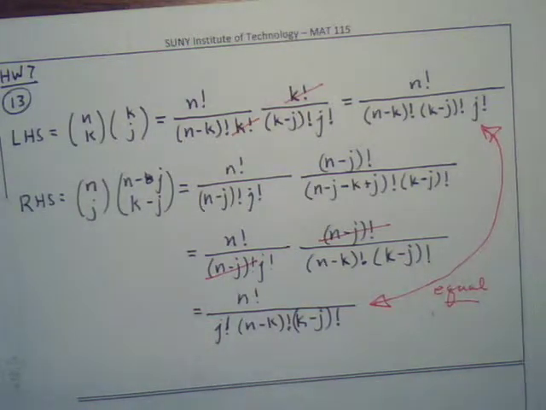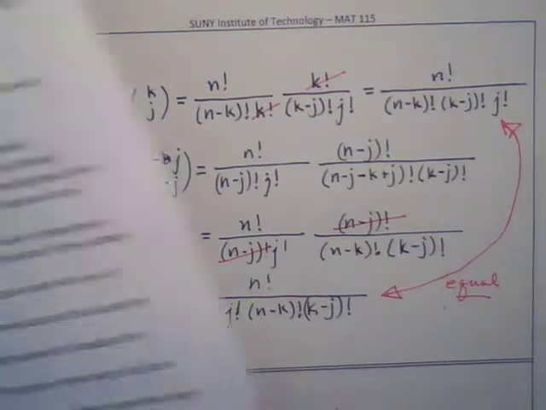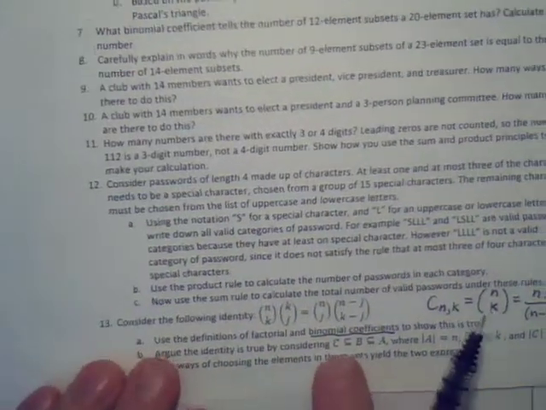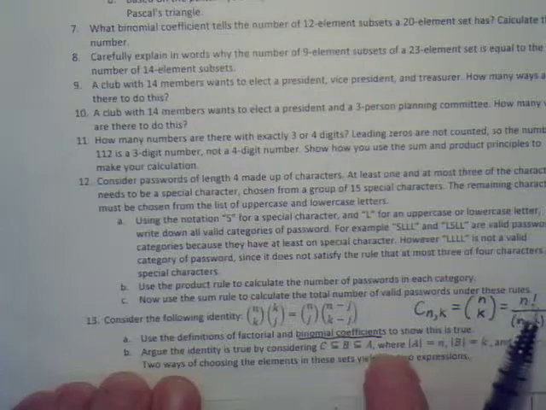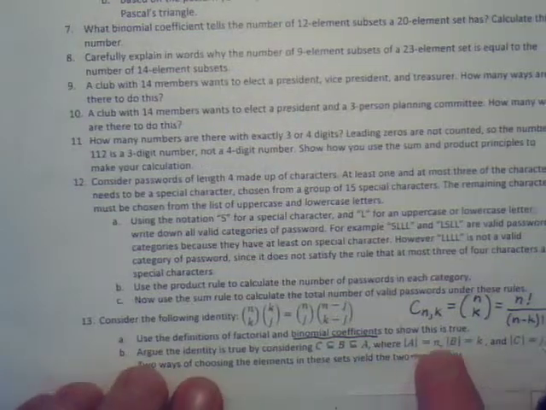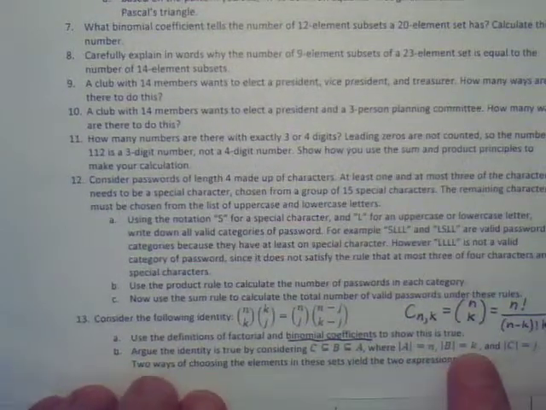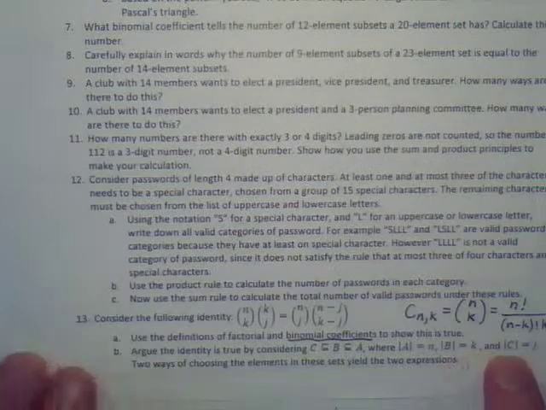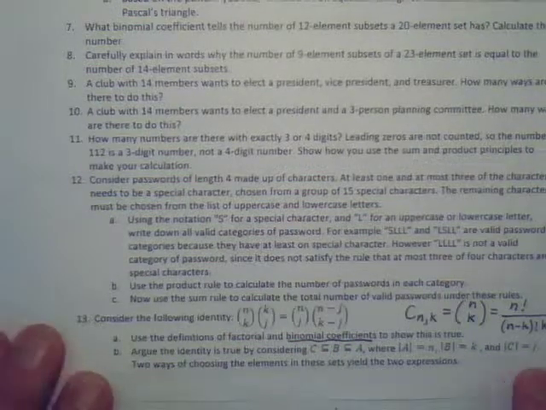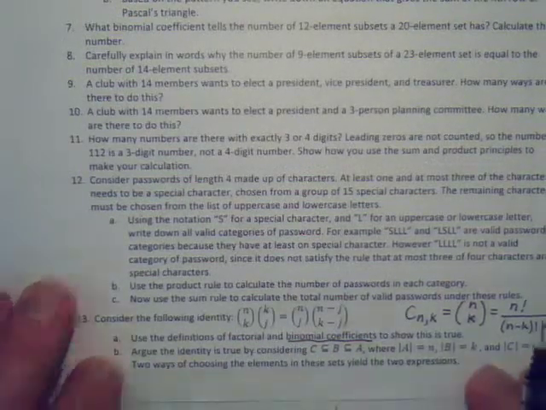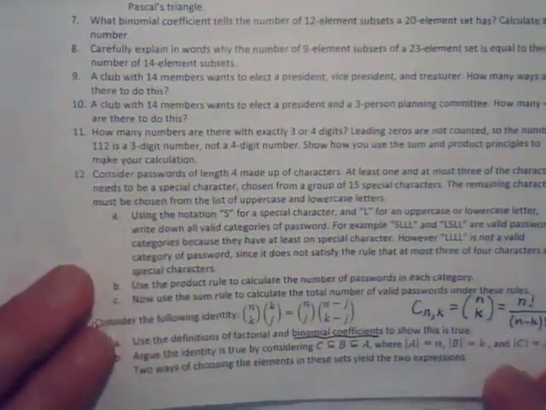Okay? Now part B says, argue the identity is true by considering three sets, A, B, and C, where A is the largest, and it's of size n, and then B is the next largest of size k, and then C is the smallest of size j. Two ways of choosing elements in these sets yield the two expressions.